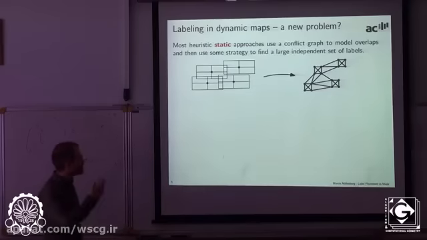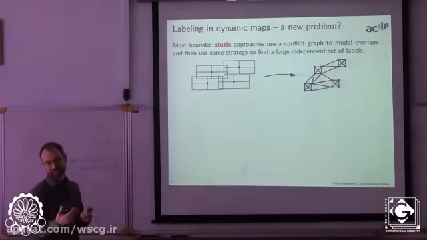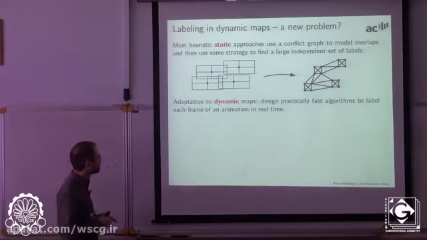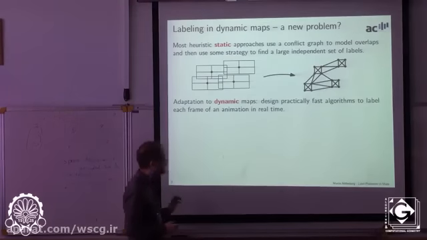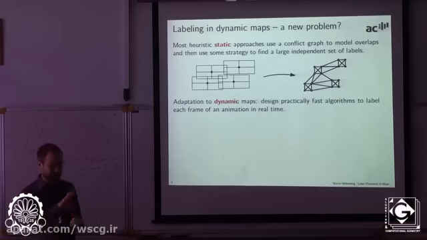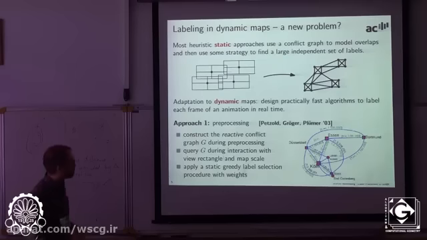And then they use, I mean, of course, independent set is also an NP-hard problem, so you use some kind of greedy strategy or other heuristics to compute, say, large independent sets. And this would be your set of labels to place. So if you want to adapt the same approach to dynamic maps, what you need to do is that you have different frames of an animation if the user zooms or if you do rotation. And then if your methods are fast, you can say, okay, this is the next frame. If I compute this in a few milliseconds, it will be fine. Using some heuristic of that type.